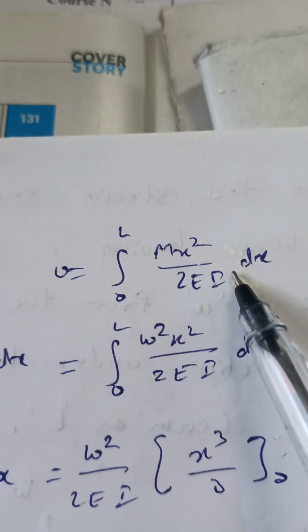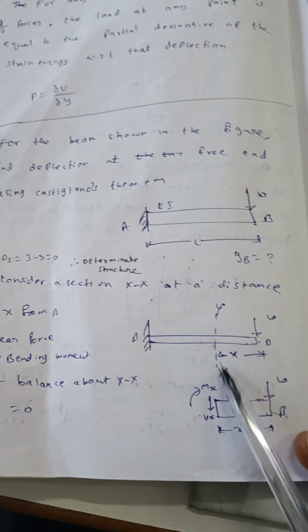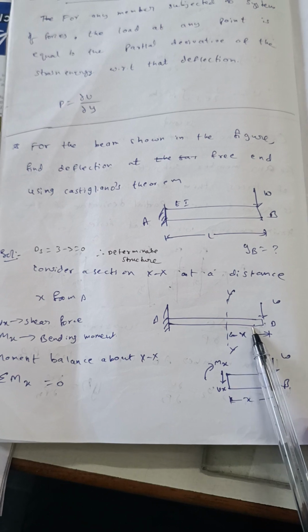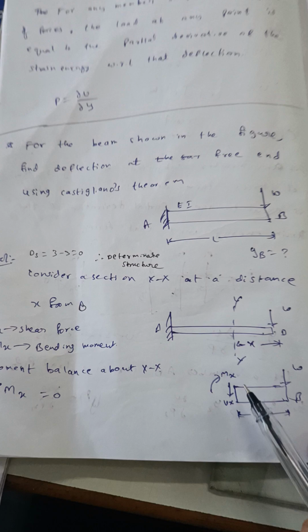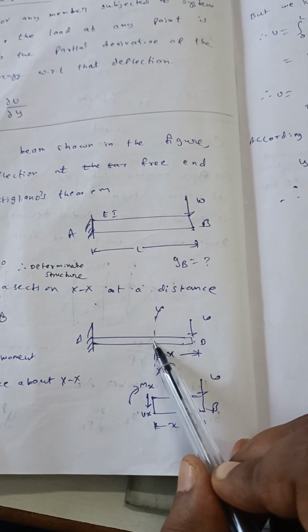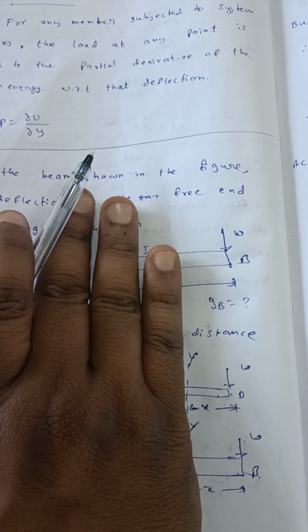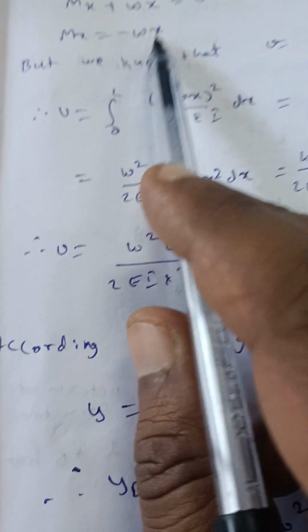This is the strain energy formula for bending. But here Mx is unknown, so first we need to find Mx. For Mx we need to consider a section. So consider the section XX at a distance x from B. Now at this section we need to find the moment. So Mxx equals W into x, so Mx equals minus W into x.